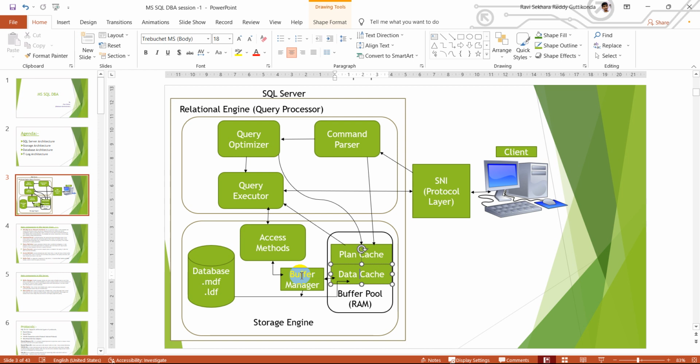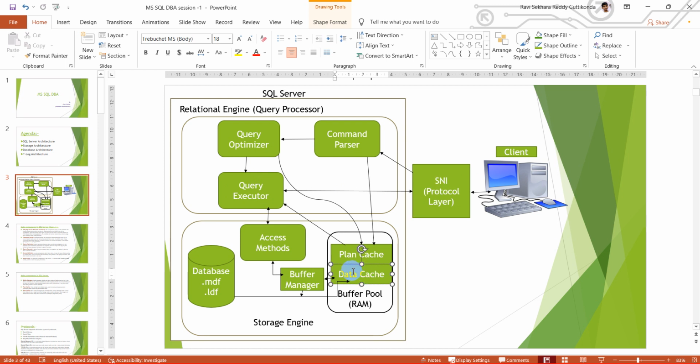Okay, so the buffer manager will check whether the data is available or not in the data cache. If the data is available in the data cache, the data will be transferred to the access methods. From the access methods, the data will be sent to the query executor. The query executor will execute the query, and the processed results will be sent to the client over the SNI protocol layer.